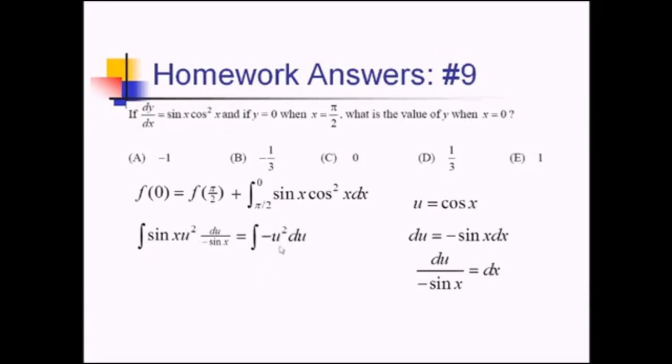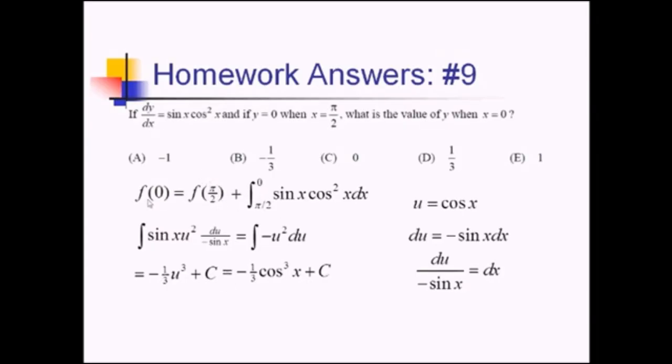Now taking my reverse power rule, this bumps up to a 3. And dividing by 3, I have negative 1/3 u to the third plus c. Now I'm going to substitute back in for x. So this is going to be negative 1/3 cosine cubed of x plus c. And this now is what I'm going to have to plug pi over 2 and 0 into when I actually evaluate my FTC expression up here.